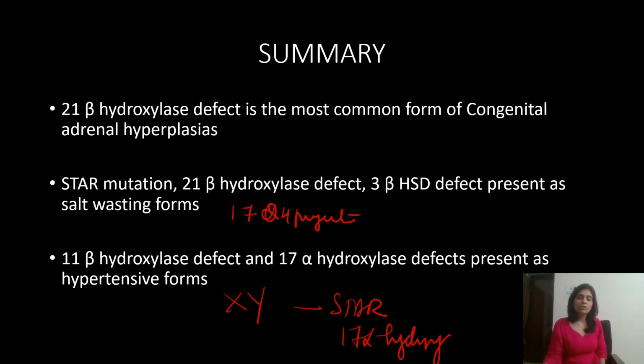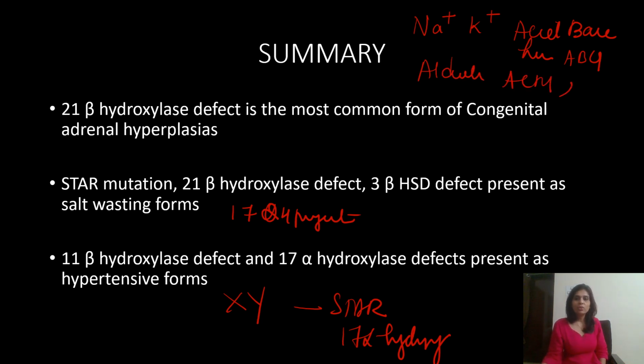So for diagnosing congenital adrenal hyperplasia, what are the investigations you will ask for? As you all know, electrolytes. Ask for sodium, potassium, and then ask for acid-base homeostasis check, which is nothing but arterial blood gas analysis. Okay, and then you estimate aldosterone levels, you estimate ACTH levels, you also estimate renin levels.